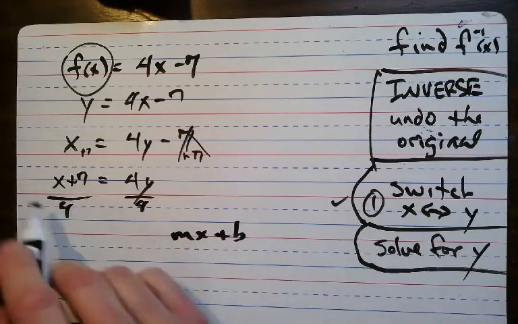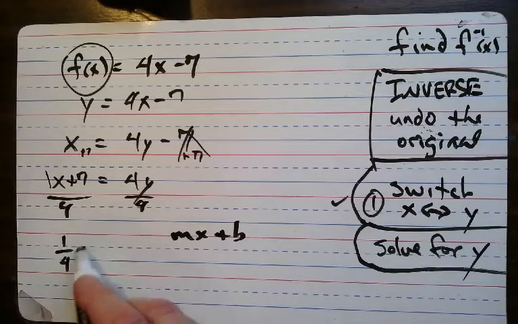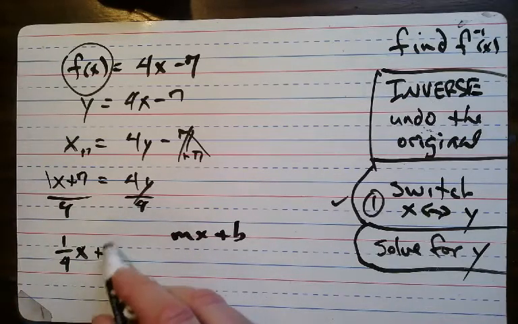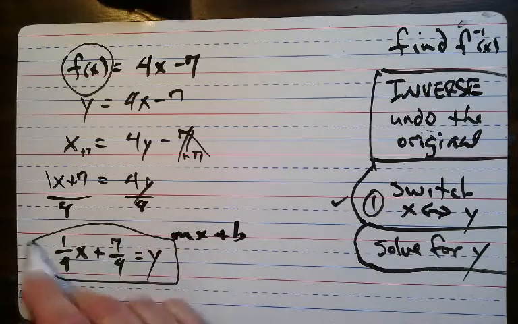So remember, this is 1. So 1 divided by 4, that's 1/4 of x. That's the slope. The slope is 1/4. And then 7/4 is the y-intercept. That is what y equals, right? This is what y equals.